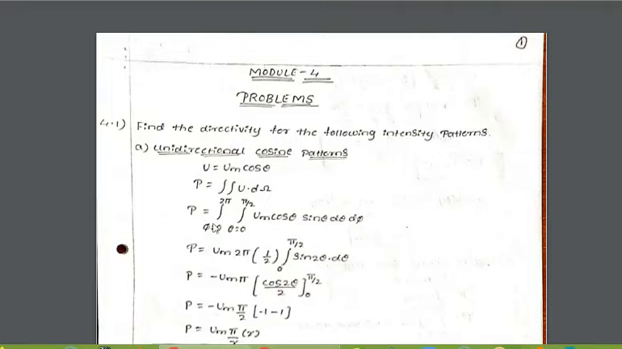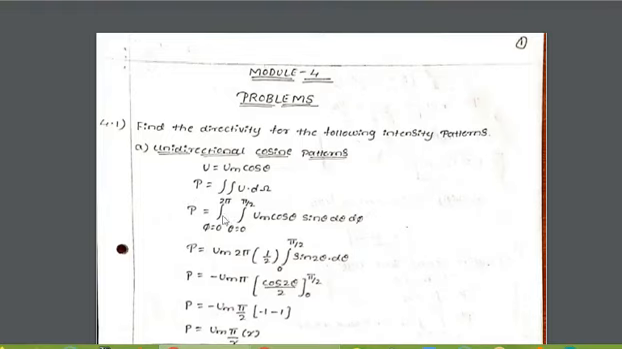To find the directivity, first you need to calculate the power. So what is the power equation relating to the intensity pattern? P is equal to the double integration of U into the solid angle. Remember, capital omega is the solid angle. This is your power equation in terms of the intensity pattern.